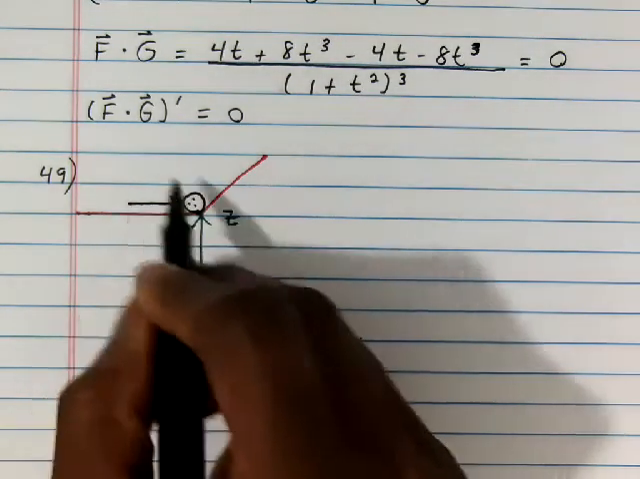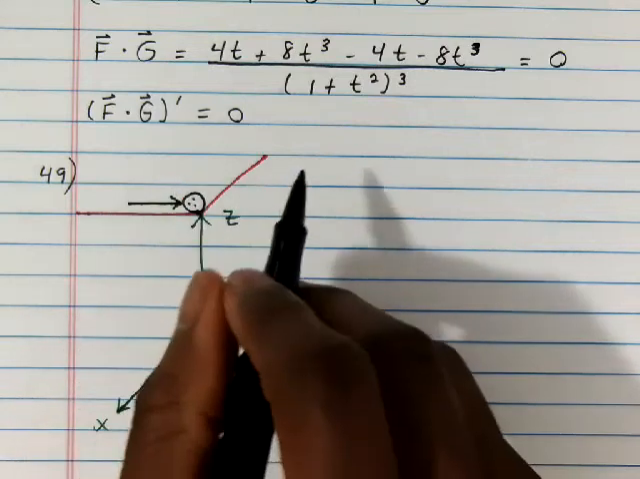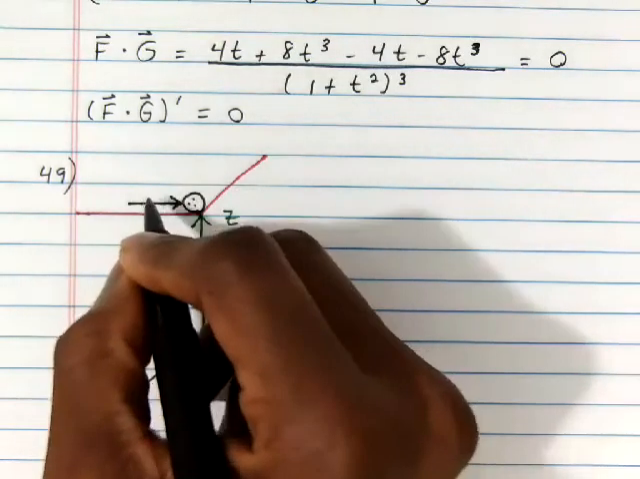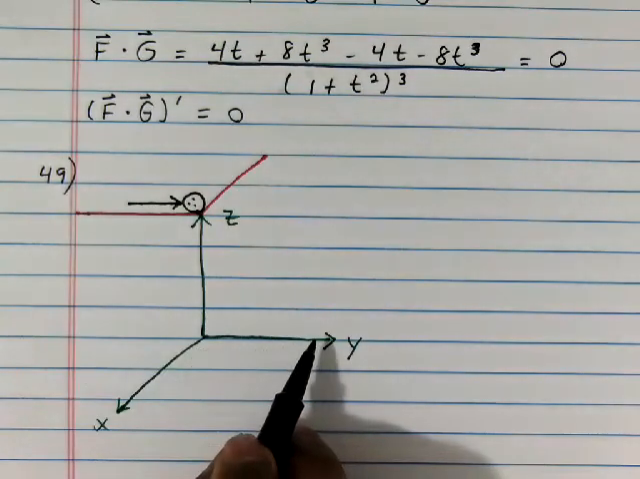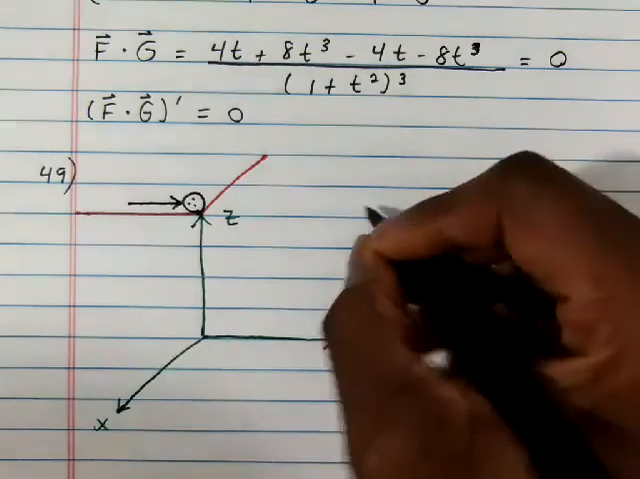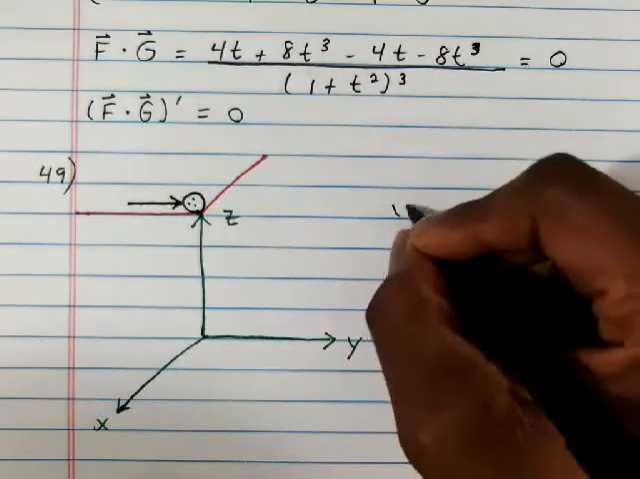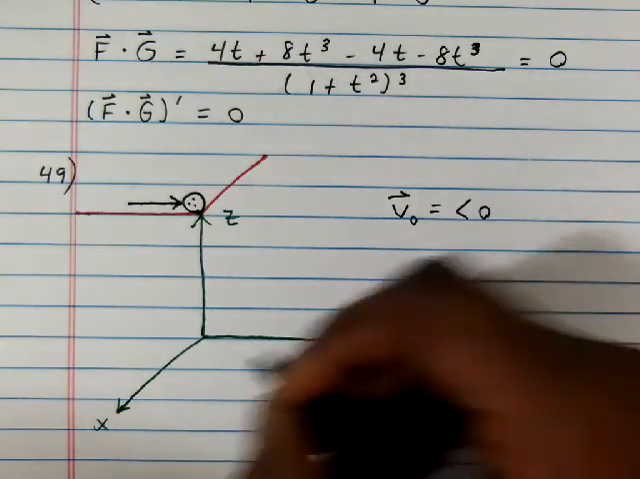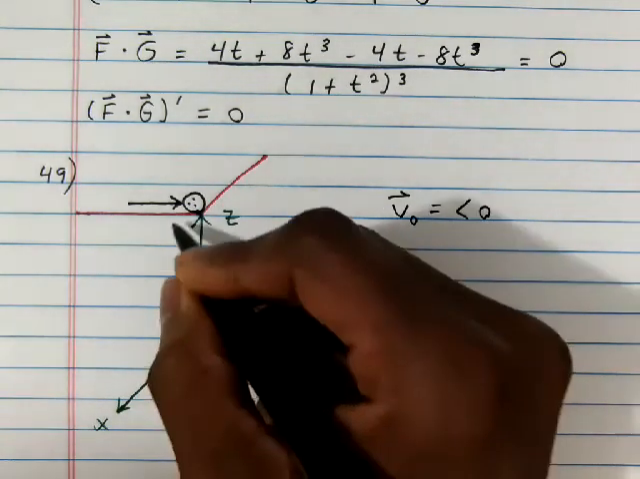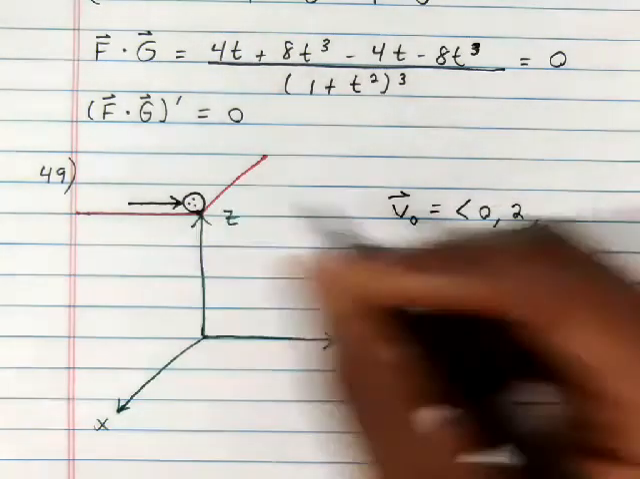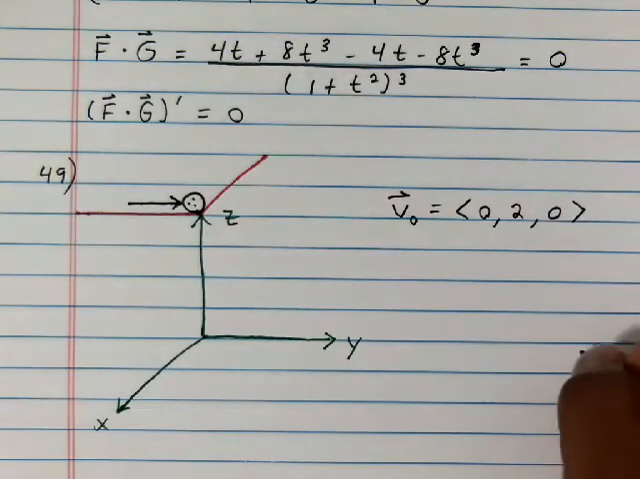So now I know what this vector is. I know it has magnitude 2 and it's moving in the y direction. So this vector right here is my velocity vector of the ball at time 0. So v sub 0 is 0 in the x direction, because I chose to draw it that way. Then 2 in the y direction, and then it's not going in the z direction at all, so 0 there. So that's the velocity vector for that ball.